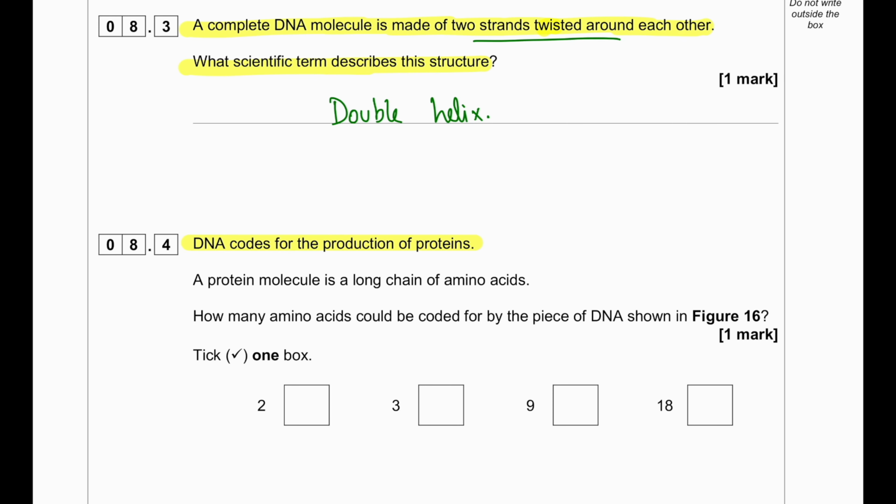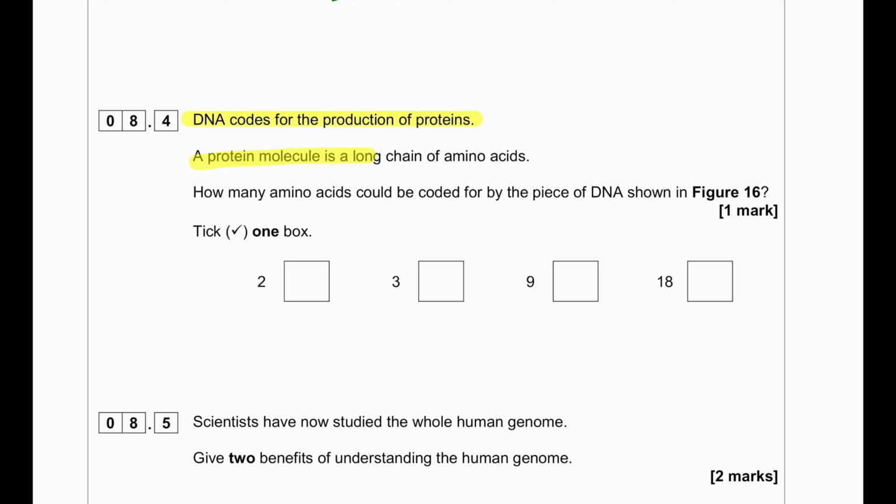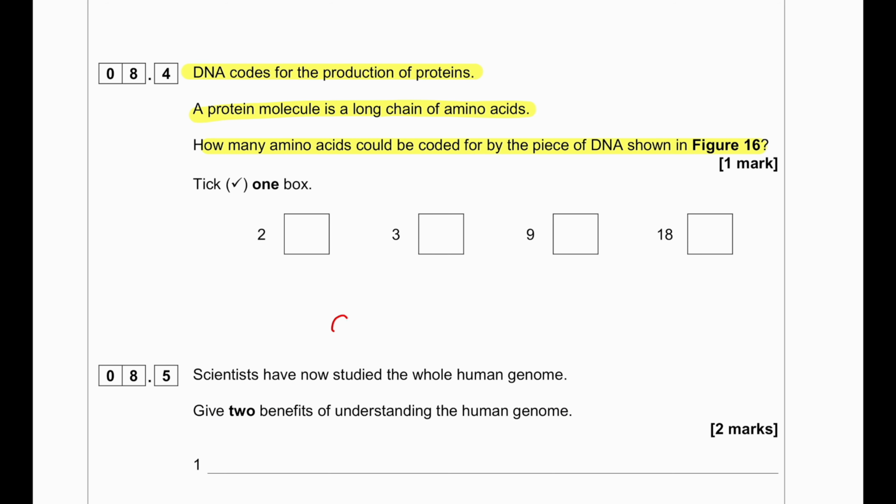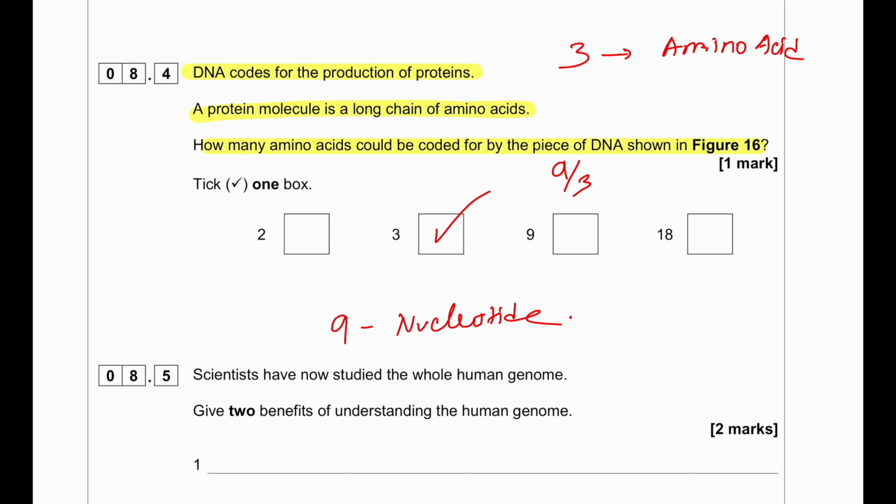DNA codes for the production of protein. A protein molecule is a long chain of amino acids. How many amino acids could be coded by the pieces of DNA shown in figure 16? So let's see figure 16. In figure 16, we have a total of 9 nucleotides. Since 3 nucleotides are needed for one amino acid, 9 over 3, the answer will be 3.